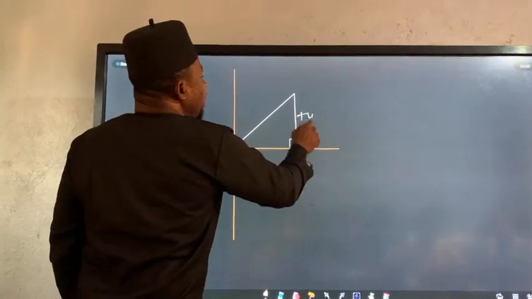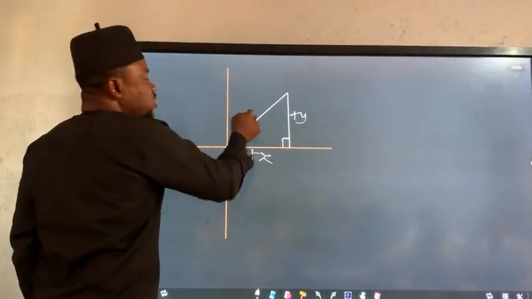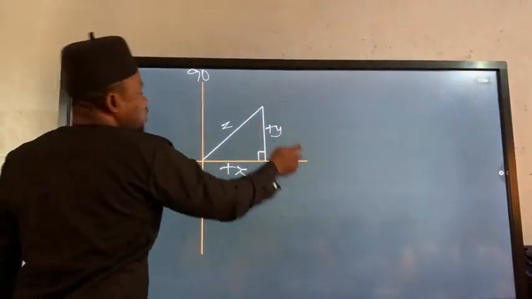This is what? Y. This is what? X. And this is what? Z. Always what? Positive, right? Between 0 and what? 90 degrees.